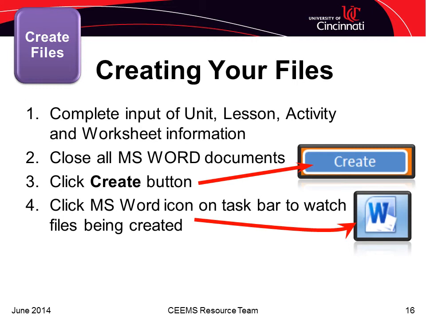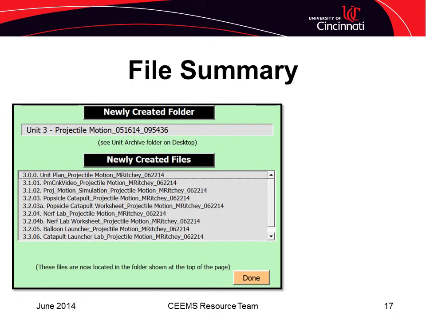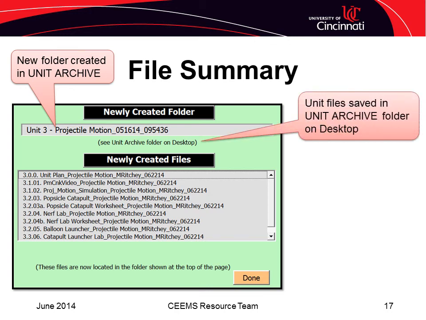When the file generation is complete, click on the Excel icon on the taskbar. When you click on the Excel icon, you will see a dialog box that contains information about your files. Beneath the newly created folder label, you will find the name of the folder that contains your files. This folder name contains the unit number, the unit name, the creation date, and the creation time. Notice that you will find this folder in the Unit Archive folder on your desktop. The dialog box also contains the names of your files that are generated. These are listed under the label Newly Created Files.